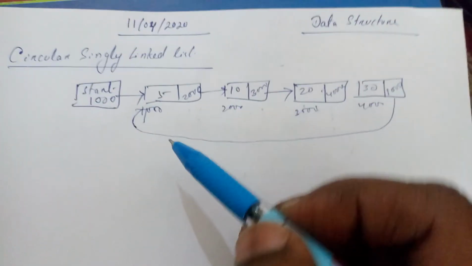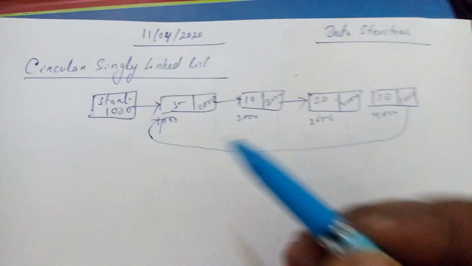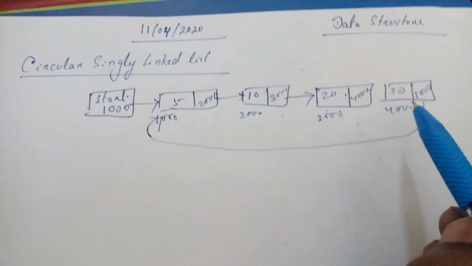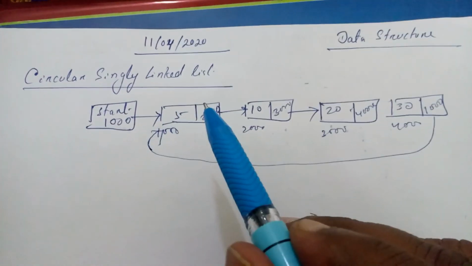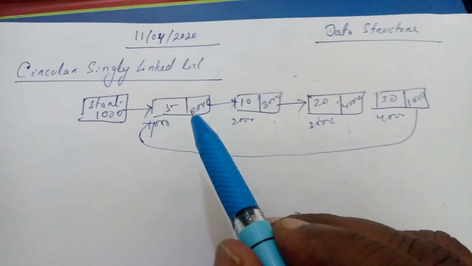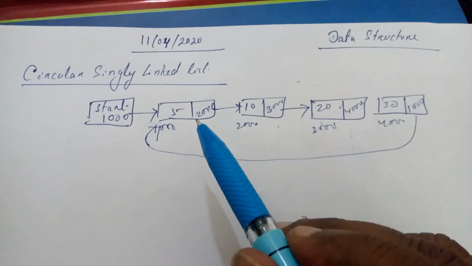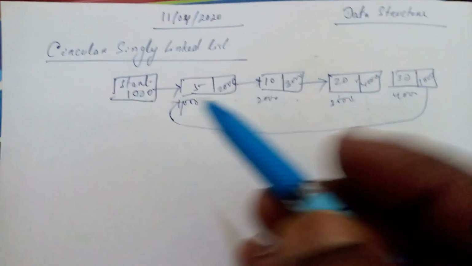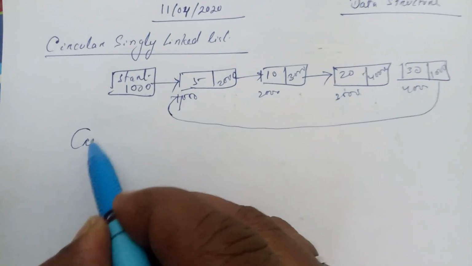So in a circular linked list, what happens? Traversing is faster. That means if we are at the last node, we can come to the first node immediately. So this is the advantage of a circular single linked list. Here we'll see the creation of a circular single linked list.